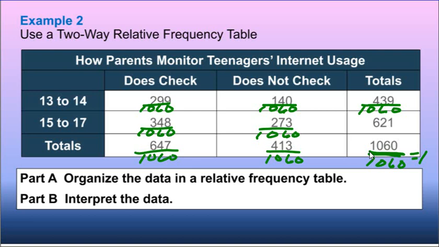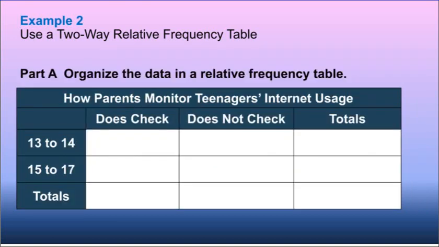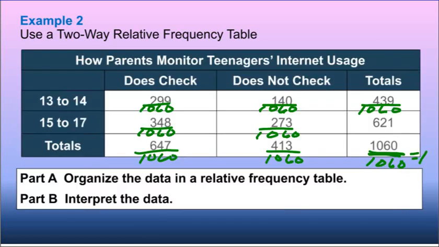I'm going to write the percentages in the next slide, but here you can see the numbers. We're going to do 299 divided by 1060, and we're going to round to the nearest tenth of a percent. So three digits, but there's going to be a decimal in there. This one gives us 28.2%. Going to the next one, we have 140 divided by 1060, multiplied by 100 for the percent, and that gives you 13.2%.